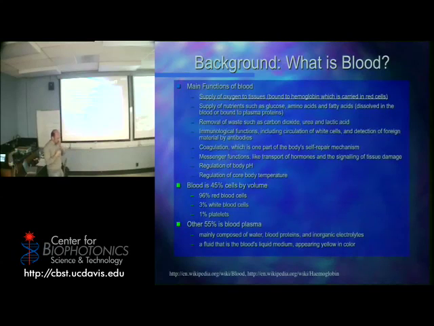Blood is very important in doing that. It's one of the primary functions. But it's also important to supply glucose, sugars, amino acids, all those things, and fatty acids, which are dissolved in the blood or bound to plasma proteins. It's also really important for removing CO2 and other wastes in your body. It has immunological functions, including the white cells that run through there, detection of foreign materials by antibodies, coagulation.